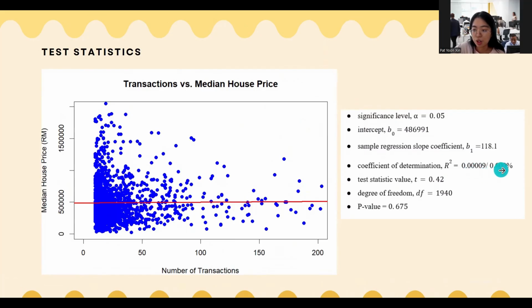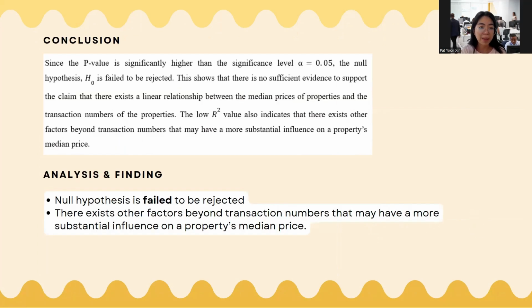to 0.009%. And the test statistic value T is equal to 0.42. And the degrees of freedom DF is equal to 1,940. And the p-value is 0.675. So in conclusion, since the p-value is significantly higher than the significance level, the null hypothesis fails to be rejected. So this shows that there is no sufficient evidence to support the claim that there exists a linear relationship between the median price of properties and the transaction numbers of the properties.